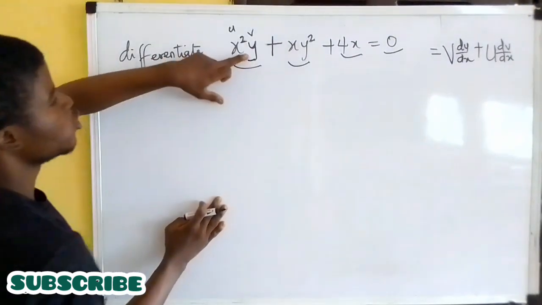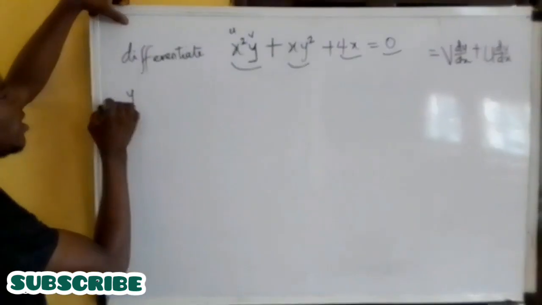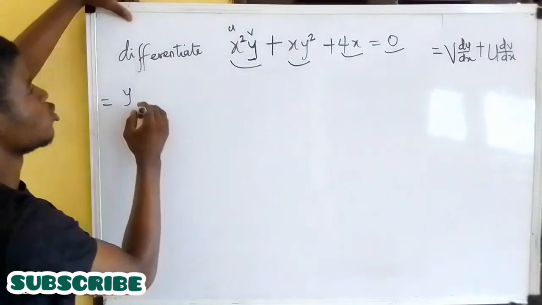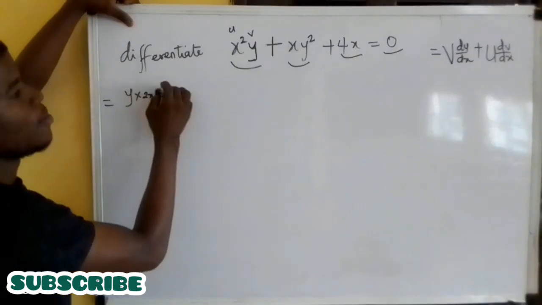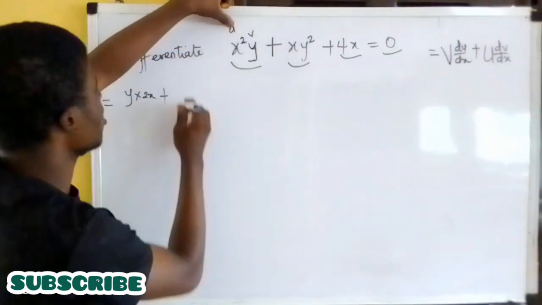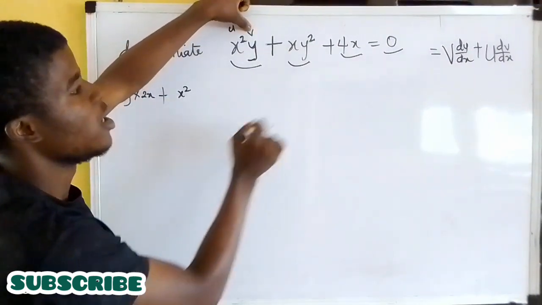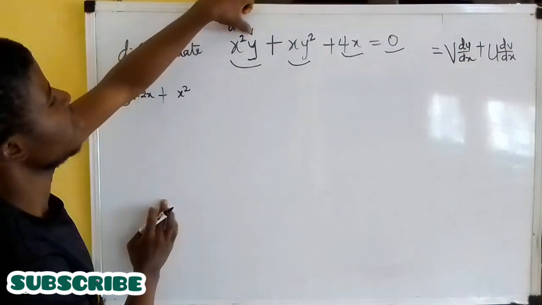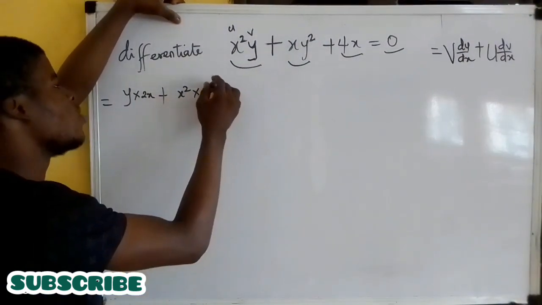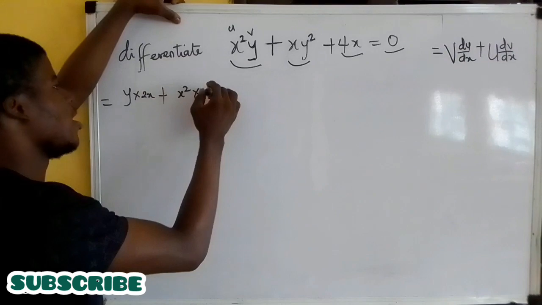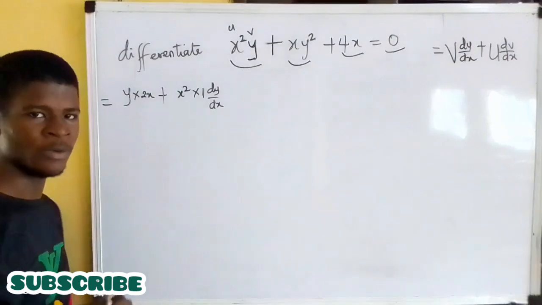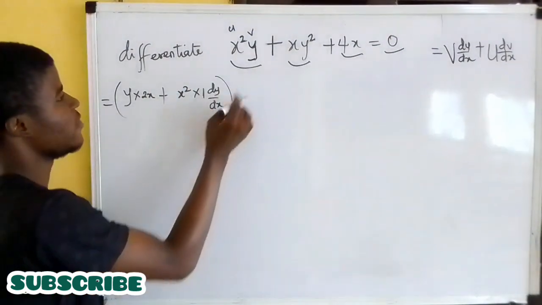V du dx, v is y, so I'll write down y. Differentiate u, du dx. Differentiate x squared, I will get what? 2x. That's y times 2x plus u dv dx. I'll write down u, which is x squared. I'll differentiate v with respect to x, where v here is y. So differentiating y, I'll get 1. That's times 1. Then I'll write dy dx. If you differentiate y, add dy dx. That is the rule. So this is the derivative for this.